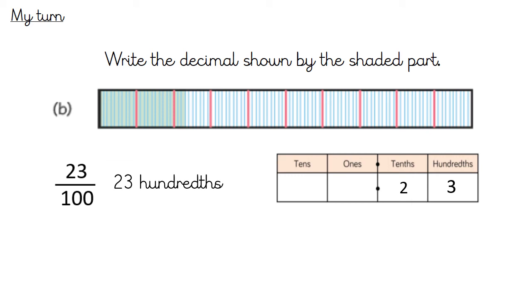So to write the shaded part as a decimal, it would not be 0.023, it would be 0.23, because as we learnt in the previous slide, we can exchange those 10 hundredths for 1/10, and here we have 20 hundredths shaded, or 23 hundredths shaded in, so we can exchange them for 2 tenths and the 3 hundredths. So the decimal for this image is 0.23.